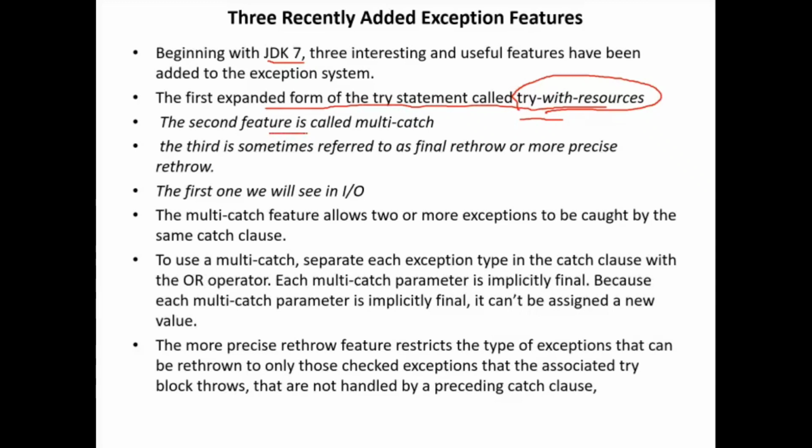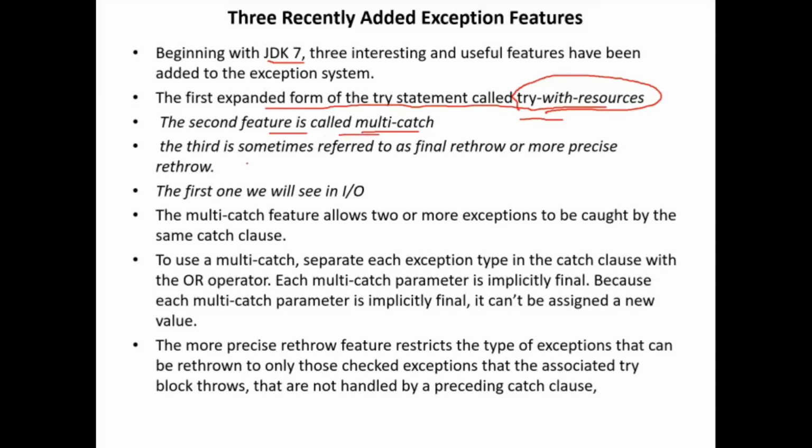The second feature is called multi-catch. In the previous examples, a single catch block can catch only one type of exception. One catch block can catch arithmetic exception, one catch block can catch null pointer exception, like that. But a single catch block cannot catch more than one type. Generally you can use the exception class, but a single catch block cannot catch arithmetic exception and also null pointer exception. That was not possible before JDK 7. From JDK 7, a single catch block can catch more than one type of exception. That is multi-catch.